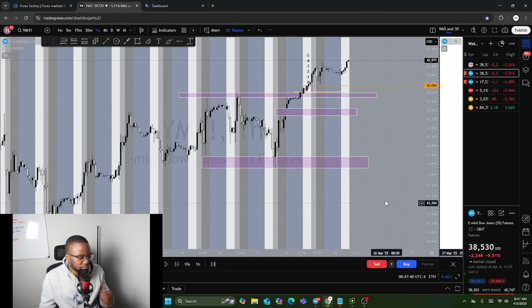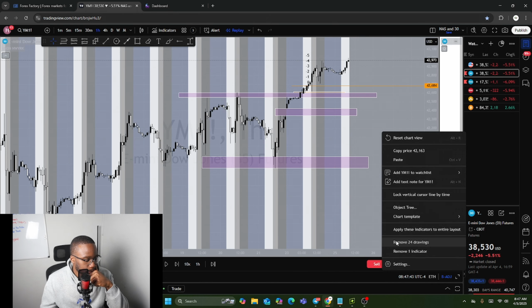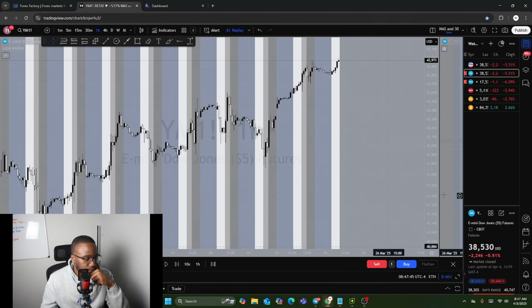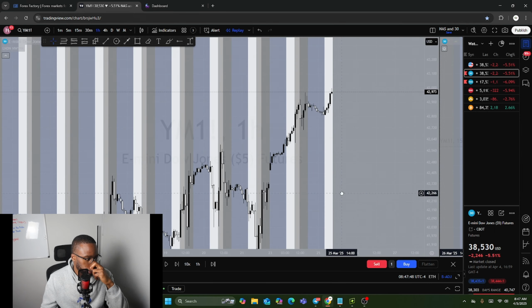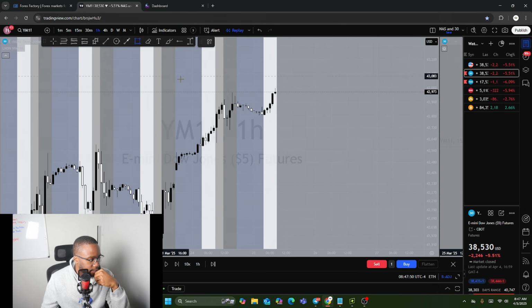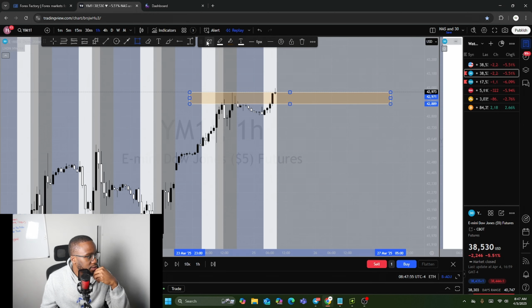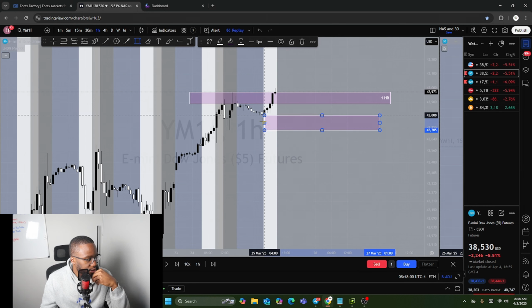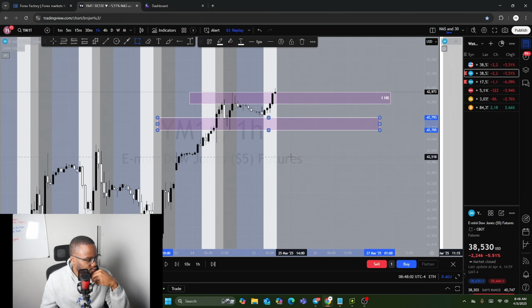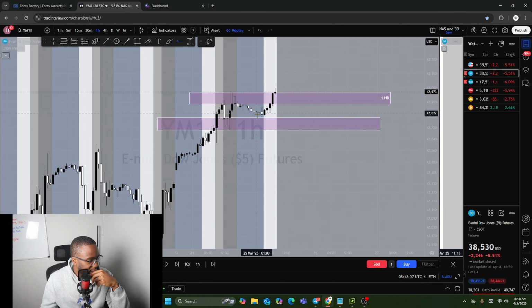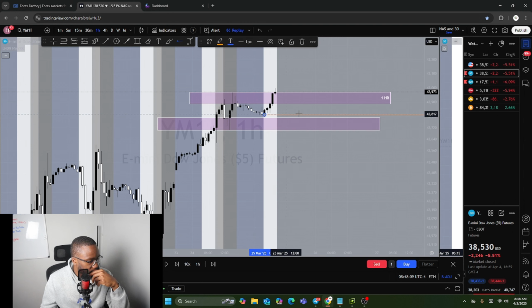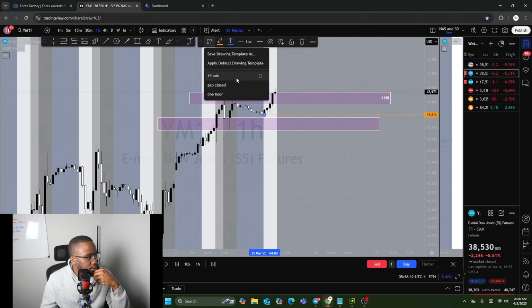Okay, let's remark our areas of interest. I'm gonna get rid of these drawings. Okay, we got an area of interest right here. This is my hour area of interest though. I'm on the hour time frame, so area of interest down here. I might put a line right here just to show this is an area of interest too. I'm gonna make that purple just to signify that 1 hour area of interest.